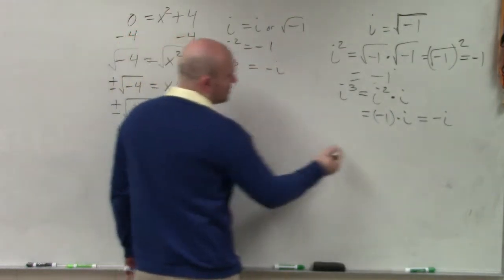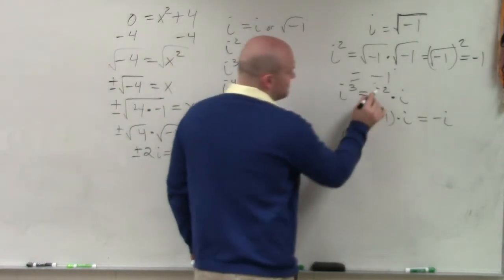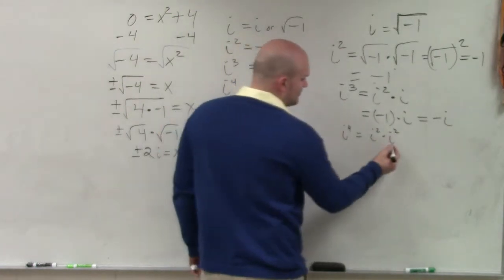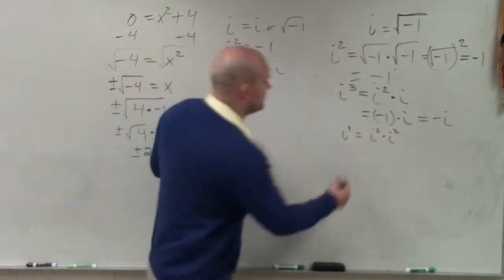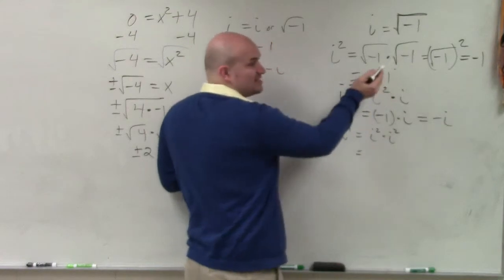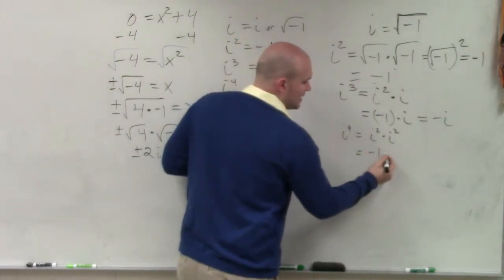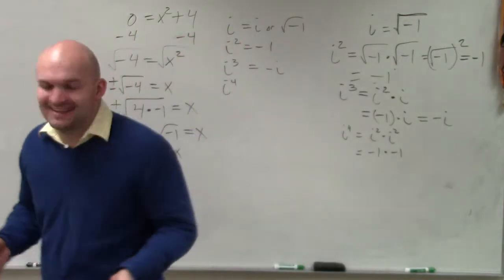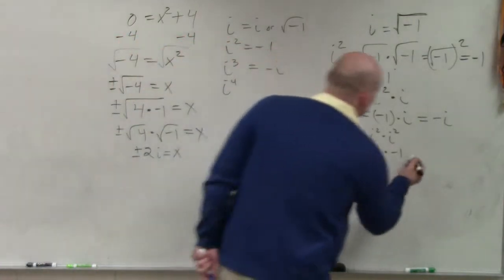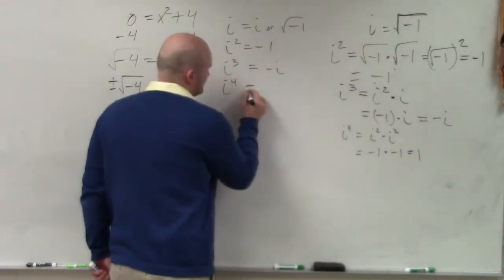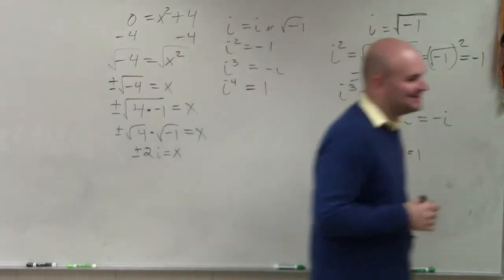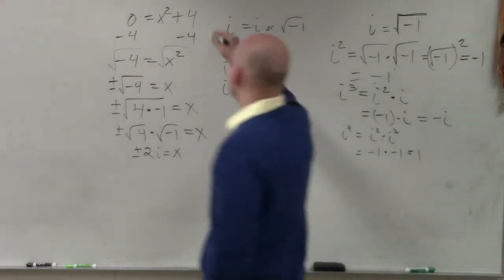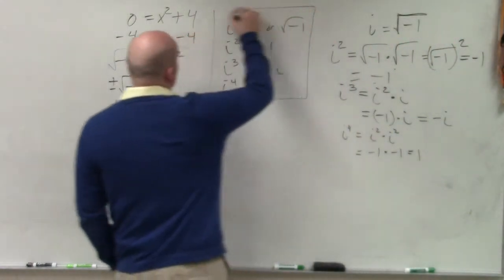Let's do i to the fourth. i to the fourth is basically i squared times i squared. You must love i so much. I love i's. So i squared represents what? -1 times -1. What's -1 times -1? Positive 1. So i to the fourth represents 1. You guys are going to want to make sure you have this handy today when you're doing your work.